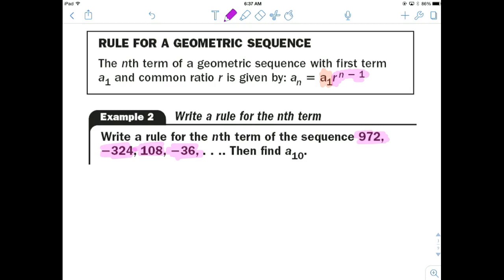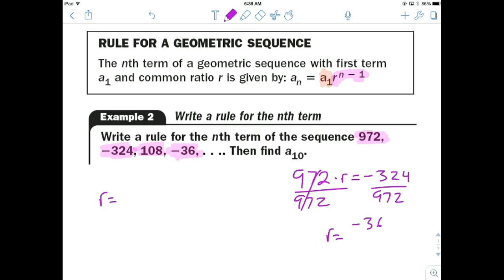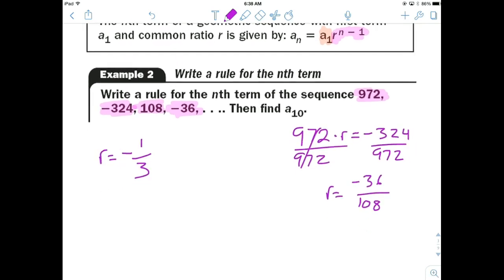All right, so how do we figure out the r value? Well, it's as simple as saying, what multiplies 972 times something should give us negative 324. And if we divide both sides by 972, you'll get your r value. Well, you can do that for any term. Take one term, divide by the previous term. So you could figure out r by taking negative 36 divided by 108. And it's really up to you. You just take any term, divide it by the previous term. Try to keep it as a fraction. It's a little bit more accurate, especially in this situation where it does go forever. r is a negative 1/3.